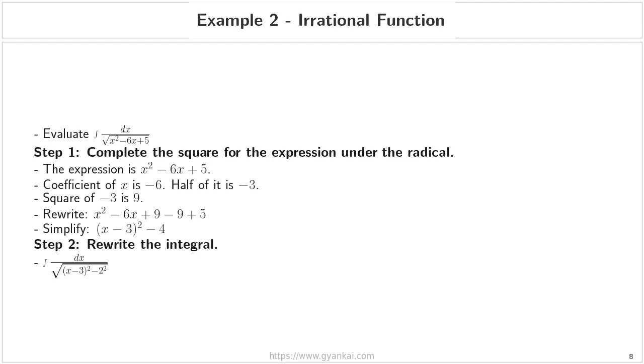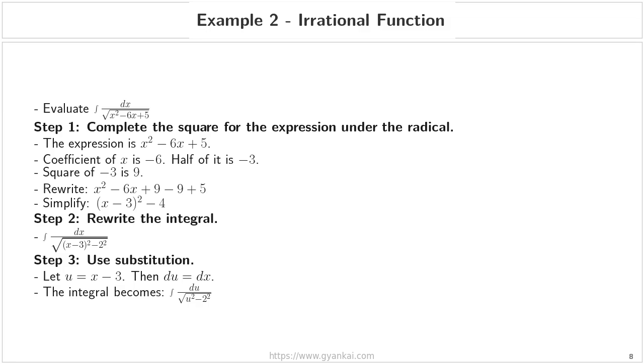Step 2, rewrite the integral. Now we can rewrite our original integral using this completed square form. The integral becomes the integral of 1 over the square root of the quantity (x minus 3) squared, minus 4, with respect to x.